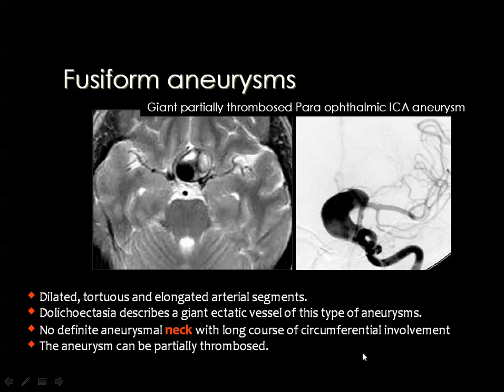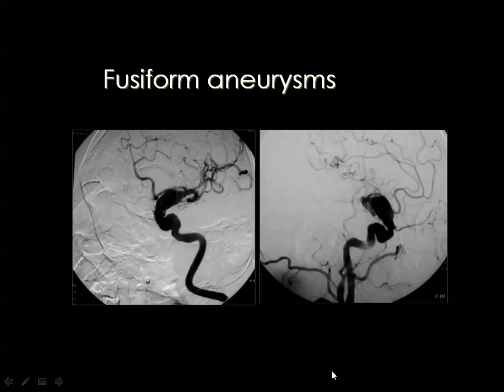And these aneurysms, as I have said, have no neck, and they have a long course with circumferential involvement of the vessel. Any type of aneurysm, especially the large one, may be partially thrombosed, of course. And this is an example of a fusiform aneurysm along the distal part of the internal carotid artery. And you can see the dilatation of the vessel and the absence of a demonstrable neck for this type of aneurysm.